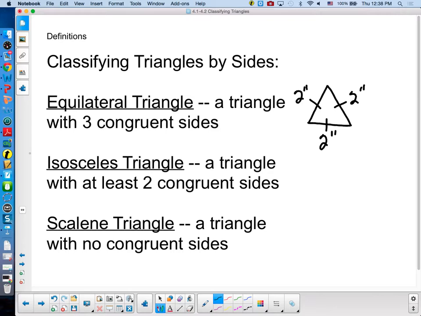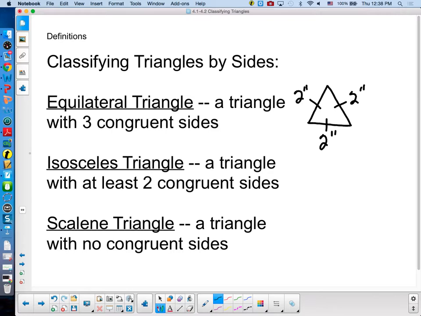Isosceles triangle is a triangle with at least 2 congruent sides. It could have all 3 congruent, but if it's all 3 congruent, we really use equilateral to describe it more specifically. So isosceles is used more often when there's 2 sides congruent, but the definition says if it has at least 2, then it's isosceles. So an equilateral triangle is a subset of isosceles triangles, if you were making a Venn diagram.